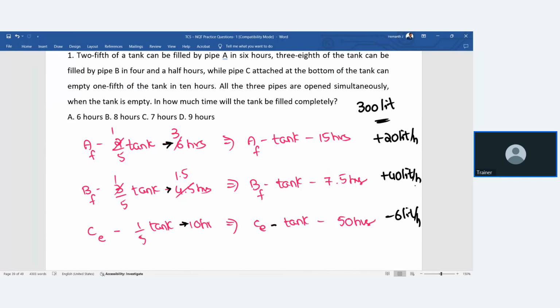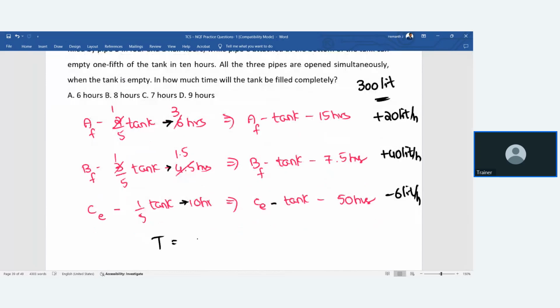When all 3 are open, the time taken for the tank is 300 divided by: A is filling, B is filling, whereas C is emptying. We can say 300 divided by 54. This is 5 and 5/9 hours.